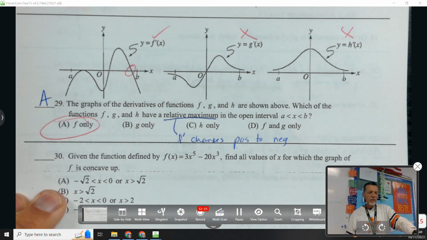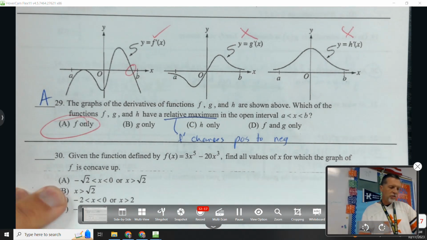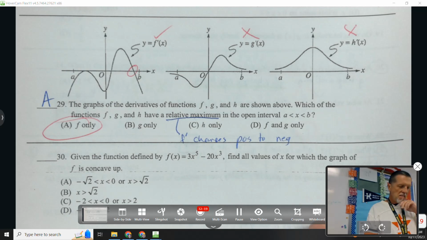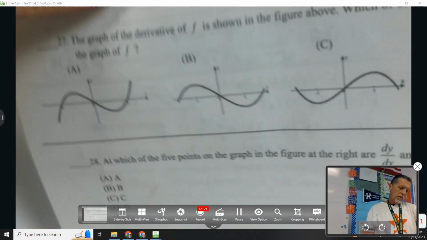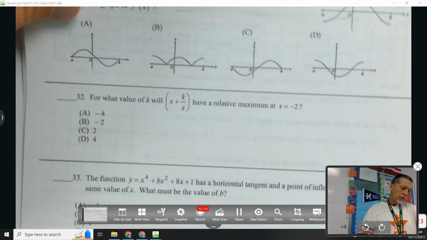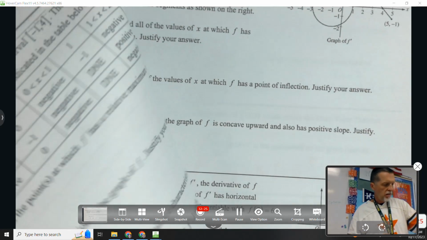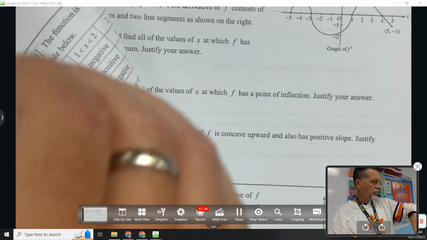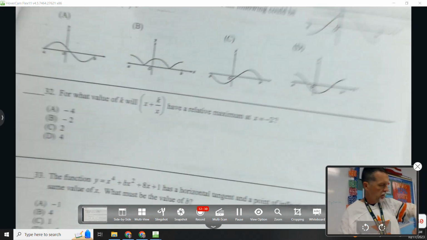Another one of those, look at the graph of G prime and answer some questions. 29 plus 3 is 32. Are we going to finish? I don't know, it'll be close.